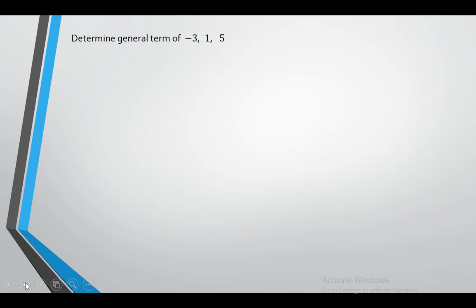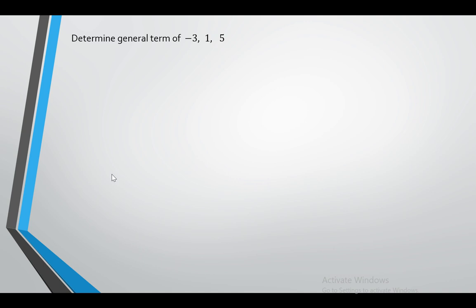Now, determine the general term of minus 3, 1, 5. Let me try to be slower on this one. I don't want to find myself rushing through the content. Determine the general term of the sequence minus 3, 1, and 5.